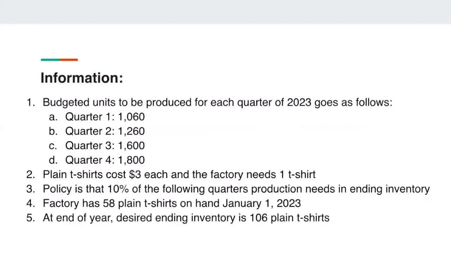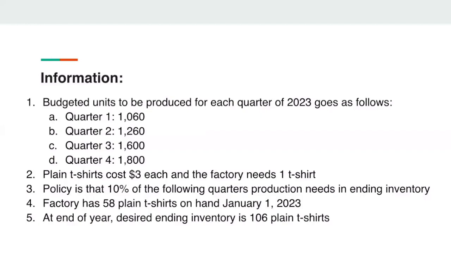In this question, the following information is key. Budgeted units to be produced for each quarter of 2023 goes as follows. Quarter 1, 1,060. Quarter 2, 1,260. Quarter 3, 1,600. Quarter 4, 1,800.